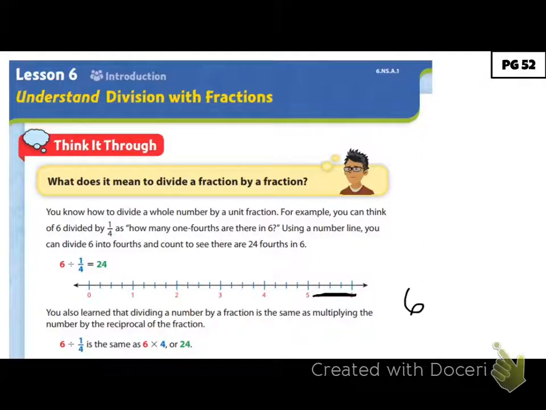And this is the same as if you would go back to the very first page. This would be leave, change the sign, and then flip it, which is 4/1 or 4, and that's 24, which is how they got the answer.